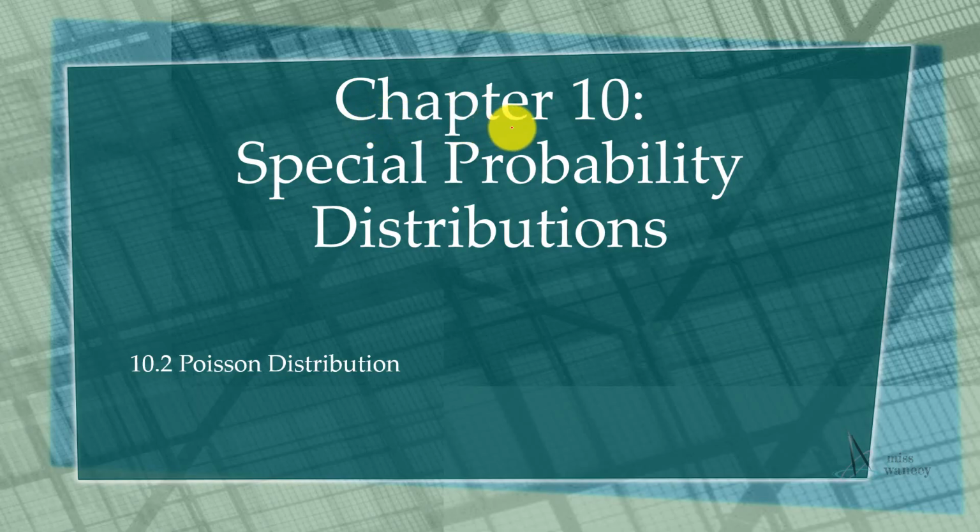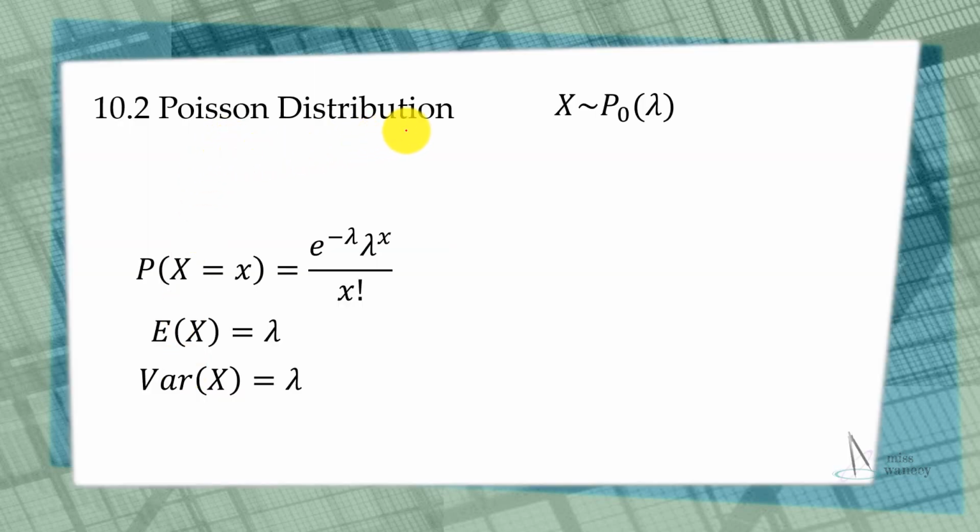Okay, so this is chapter 10, Special Probability Distribution. But today we are going to learn 10.2, Poisson Distribution. Okay, so Poisson Distribution, we are going to denote them by X is a Poisson distribution with a lambda over here. So lambda represents the average in an interval of time or space.